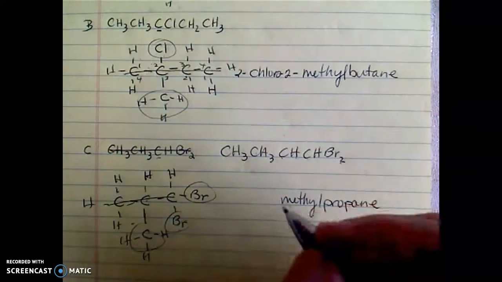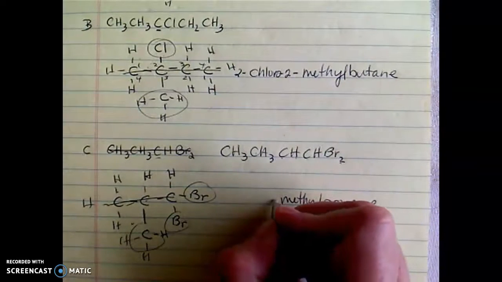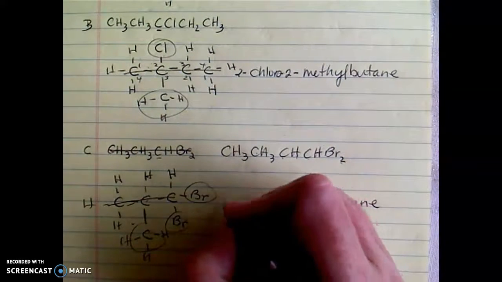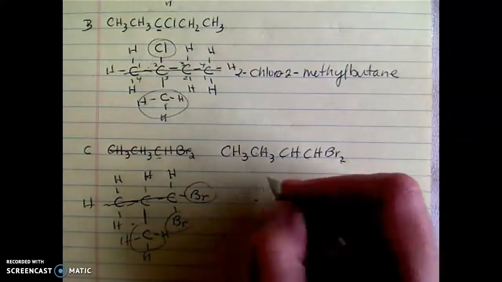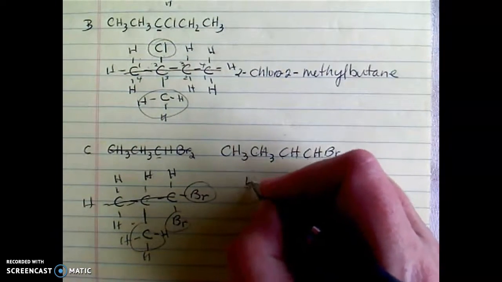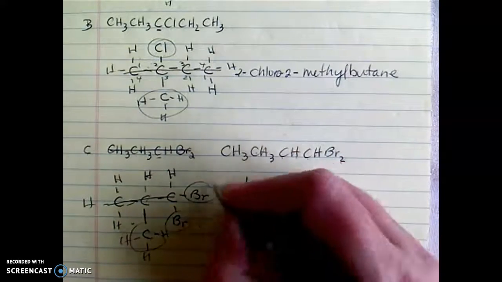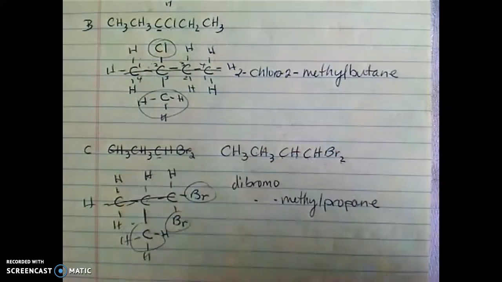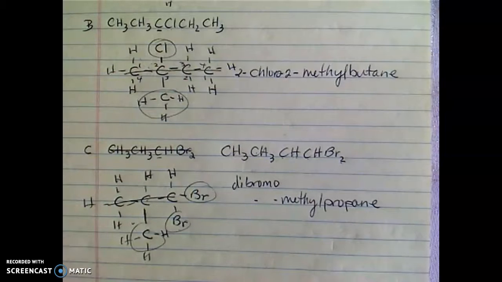So when I do that part, I'm going to leave a space here for a number. This is bromo. Notice I can't fit that in there, so I'm going to slide it up here. But I have 2 of them, so you have to call it dibromo. Just like if I had 2 methyl groups, it would be dimethyl. So dibromo, and it needs a number.